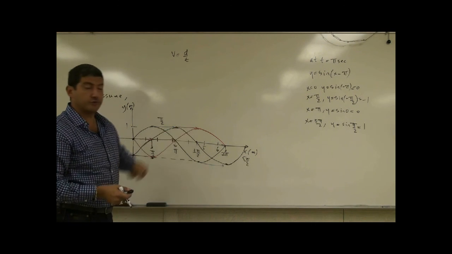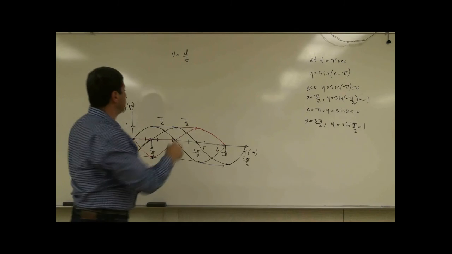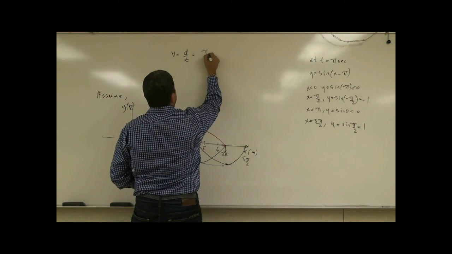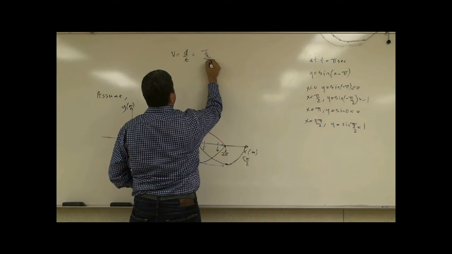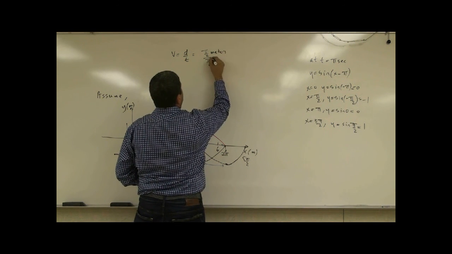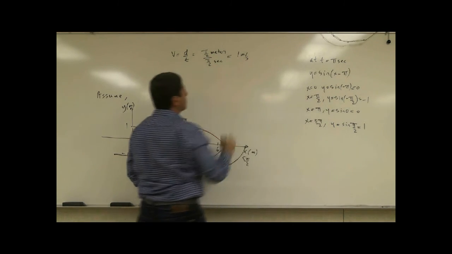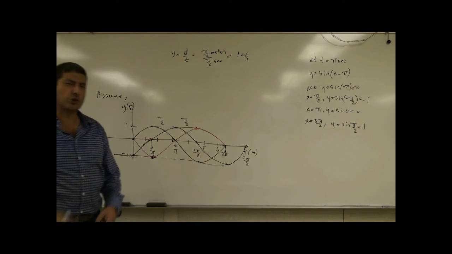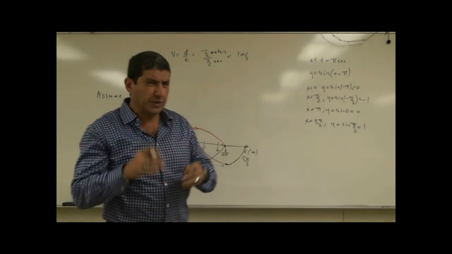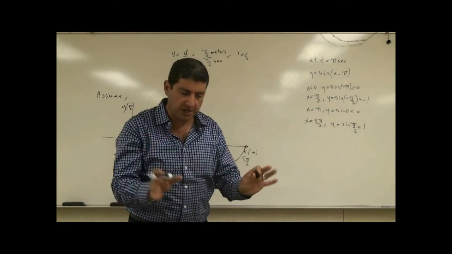Then in another pi over 2 seconds, it traveled another pi over 2. So basically the distance it's traveling is pi over 2 meters over pi over 2 seconds. So the velocity of the wave is 1 meter per second. Well, so far, it seems like we can maybe generalize, but it's a little bit too early. Okay?